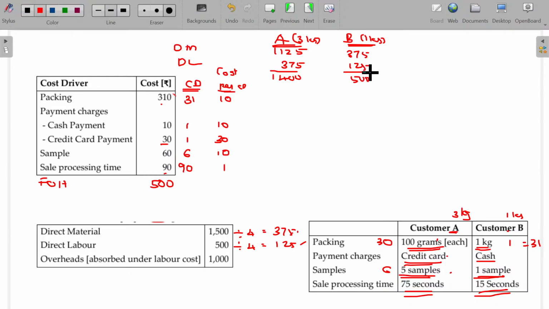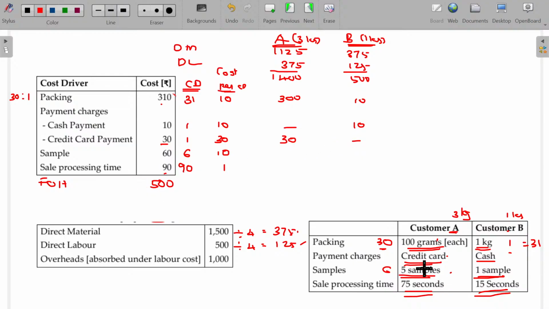Now, what about the overheads? In case of overheads, as per the cost driver, 30 and 1. 30 is to 1. Per cost driver 10 means for 30 small packages, we have to charge 300 rupees. For B, only 10 rupees. In case of cash payment, 10 rupees cash payment is made by B. In case of A, he is settled by credit card, 30 rupees.